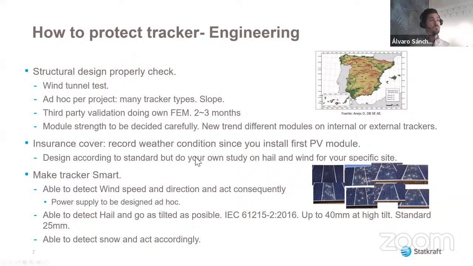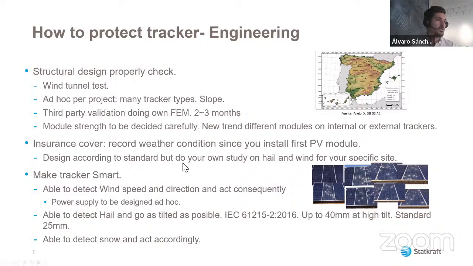And something very important for how to protect the tracker is that the tracker has to be smart. So I put it here: make the tracker as smart as possible. The first point is that the tracker obviously has to be able to detect wind speed and wind direction, which looks quite basic, but we have seen that sometimes the tracker doesn't know where the wind is coming from and is not able to protect itself according to the direction. So this is something we have also implemented in our technical specifications. The tracker needs to know where the wind is coming from and its speed, and act accordingly, going to the stop position or any position to be safe.